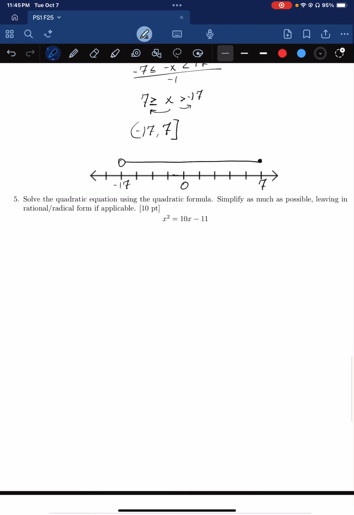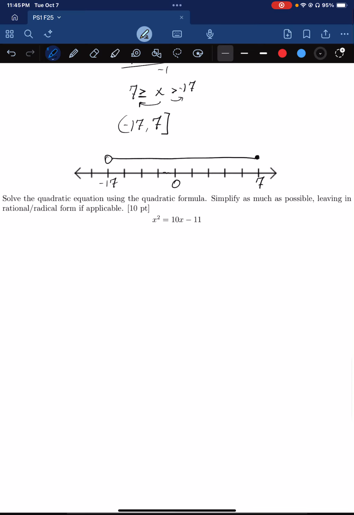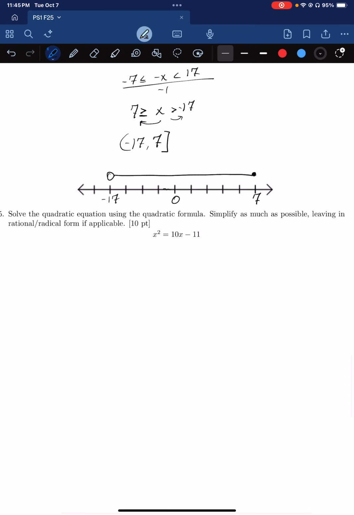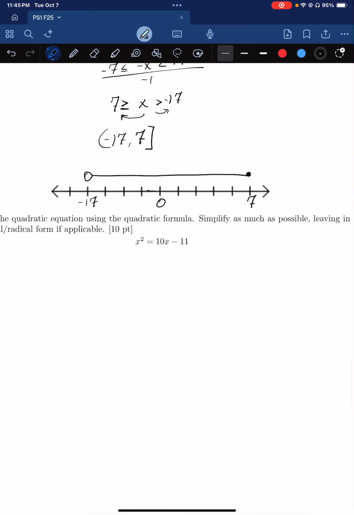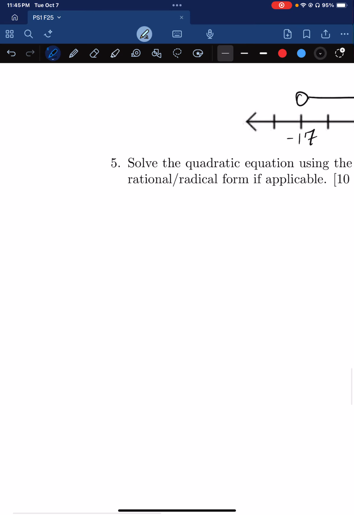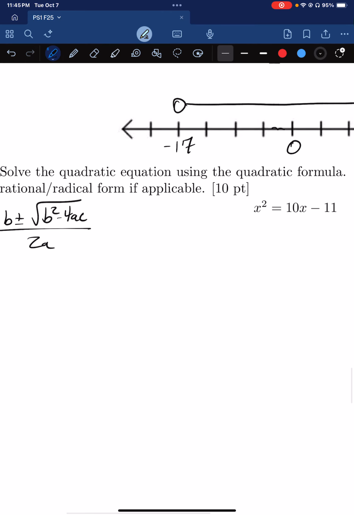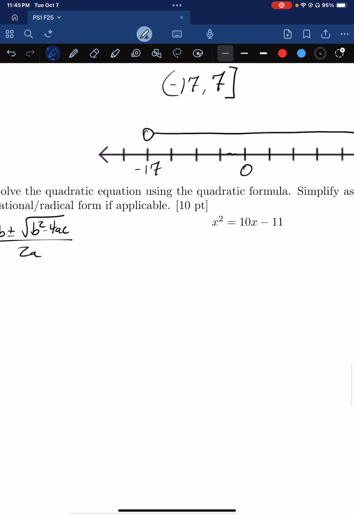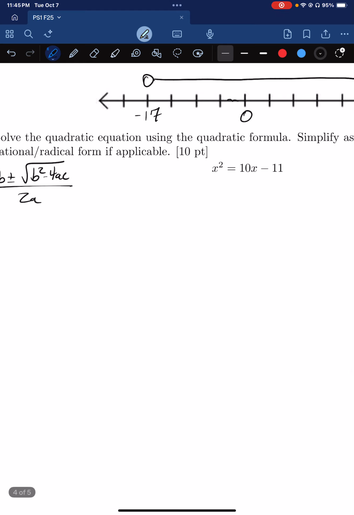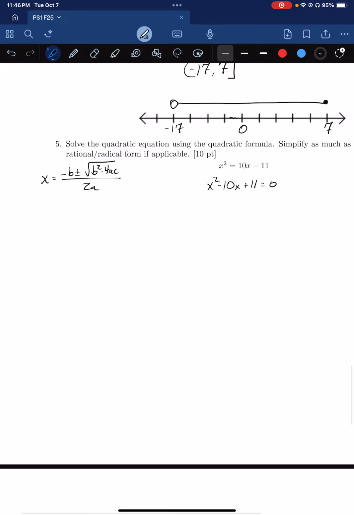Solve the quadratic equation using the quadratic formula. Okay, that's very good news. The quadratic formula. This is the quadratic formula right there. Of course, you probably have the call and response song memorized, engraved on your heart, I would assume. If not, maybe now's a good time, I guess.